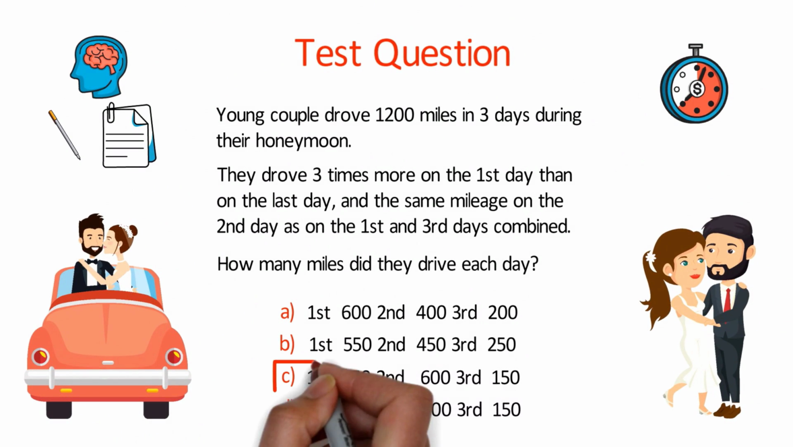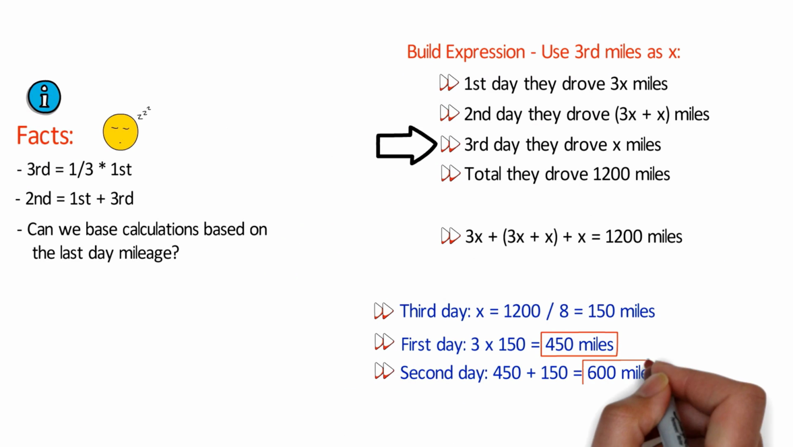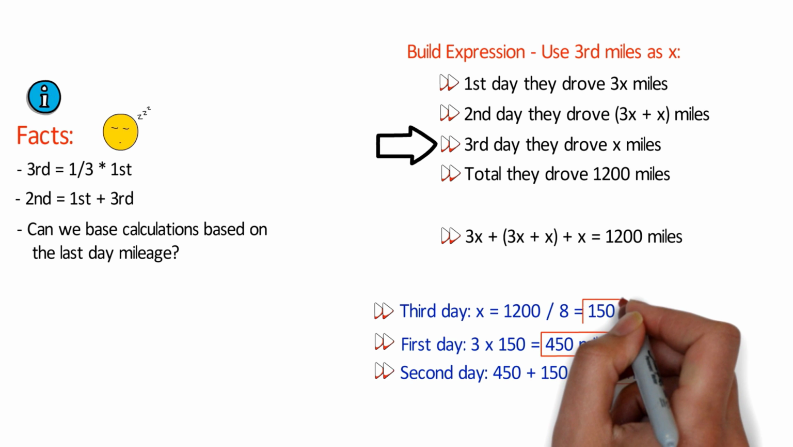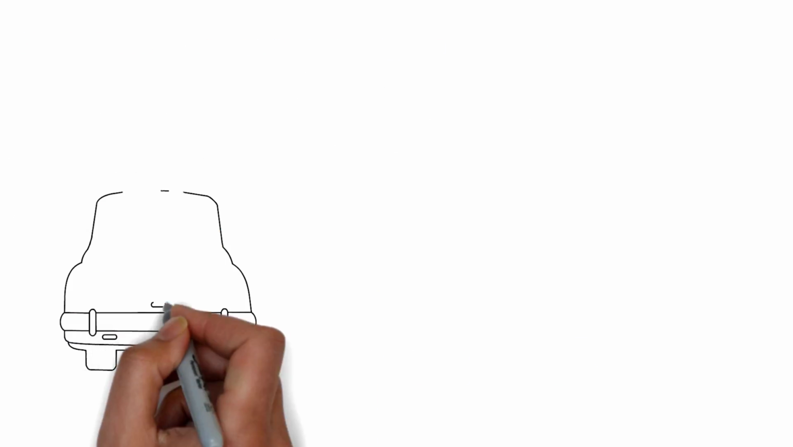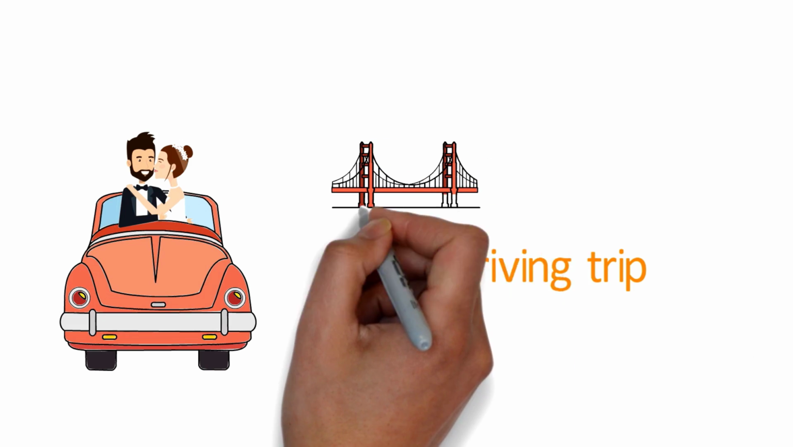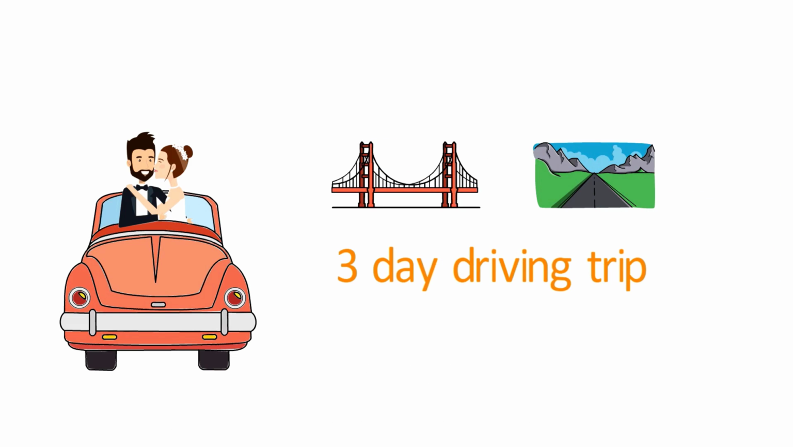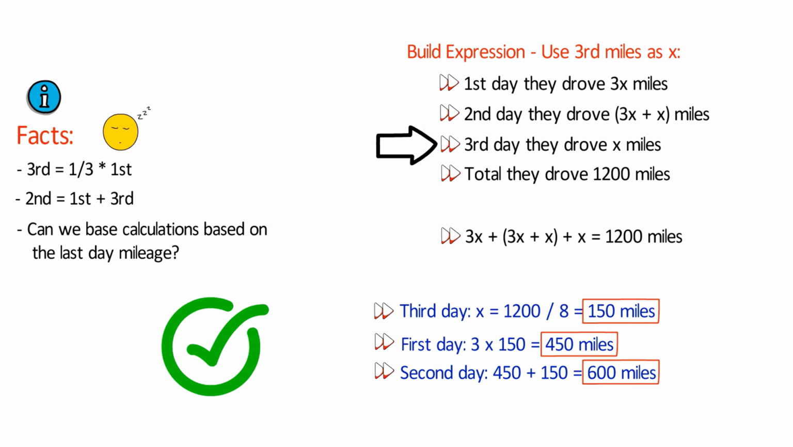So the correct choice here is choice C. On the first day, 450 miles, second day, 600 miles, and on the third day, 150 miles. The cool thing is that you didn't just get ready for the test, but in case you have a honeymoon coming up and are interested in a 3-day driving trip and have a couple of good locations in mind, you know how you would calculate the miles for your planned trip.